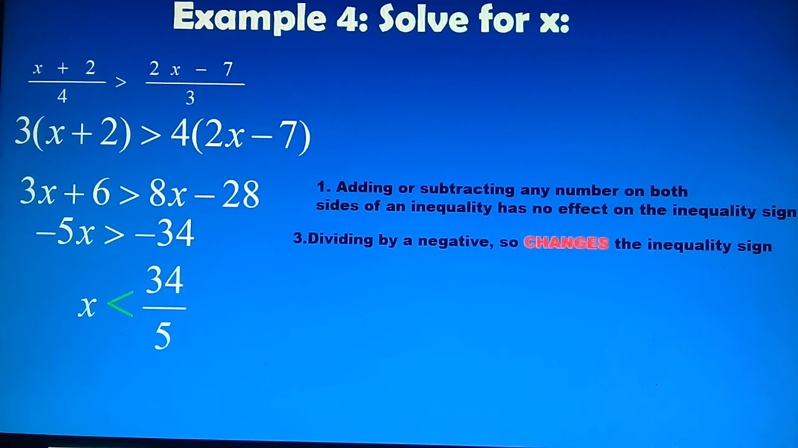As you can see now, divided by negative 5, I have x greater than, no, now I have x less than 34 divided by 5. The inequality sign changed because I was dividing with a negative number on both sides. This is my final answer for example number 4. Wow, how nice is mathematics.